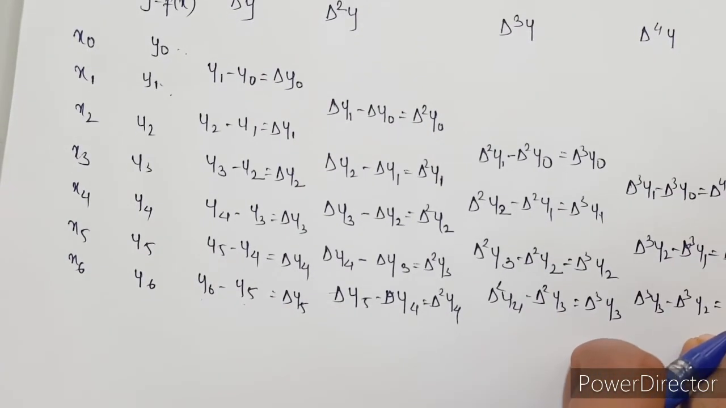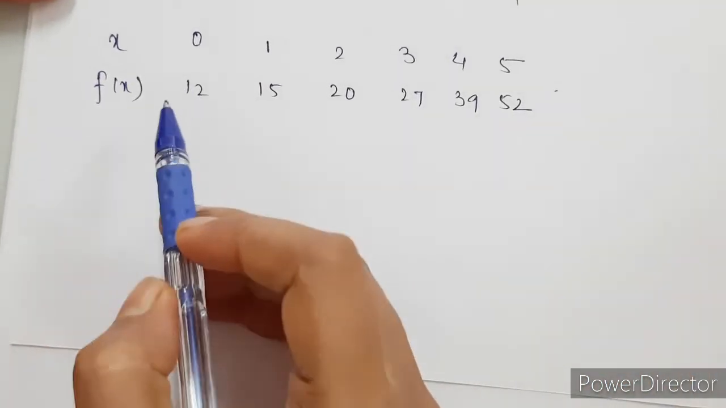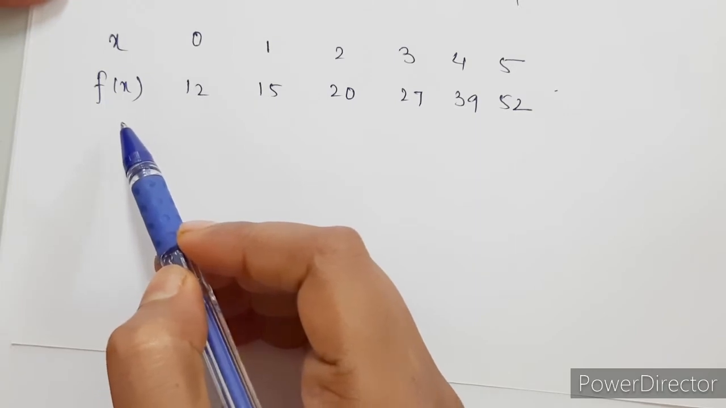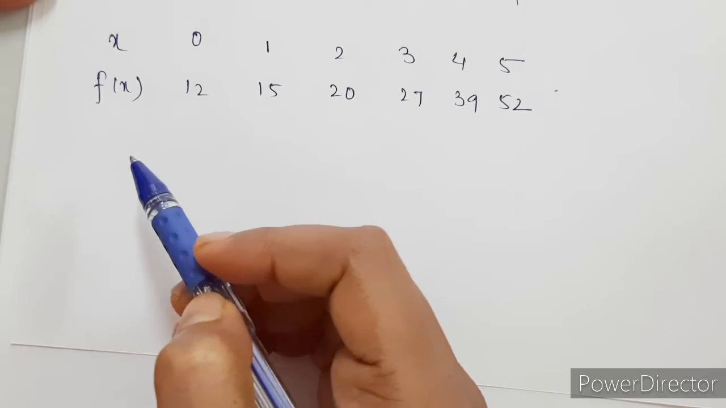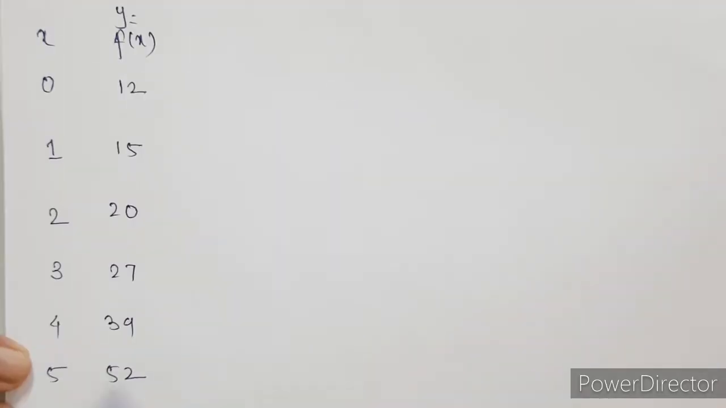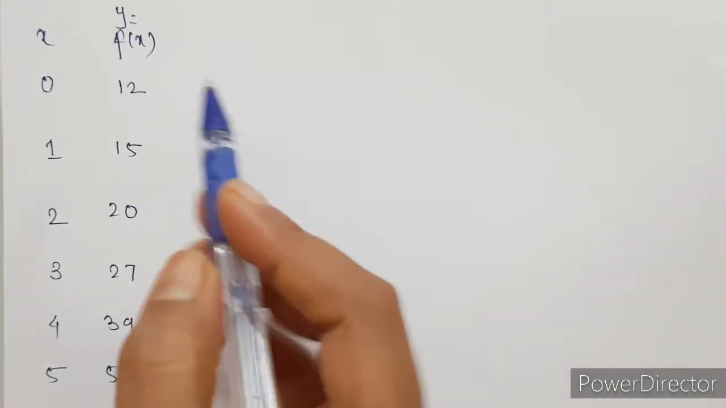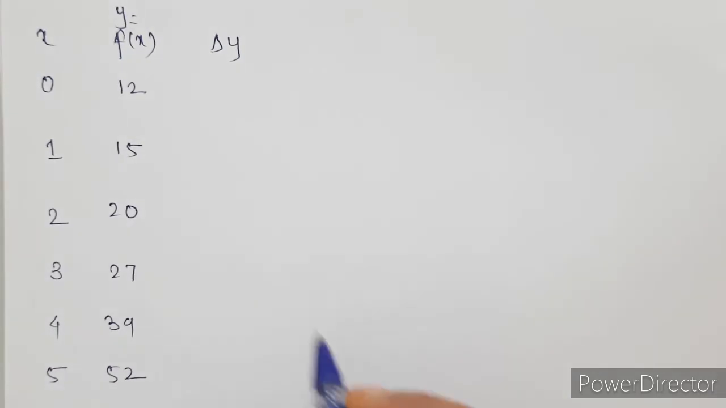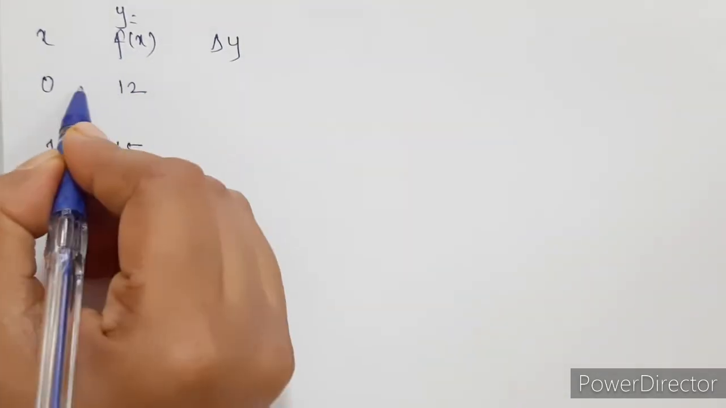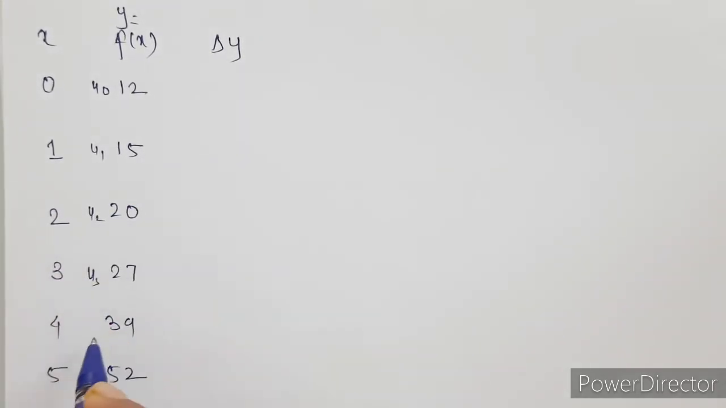Let's just solve one example on this. Now suppose these are the values of x and f of x given. We just have to form forward difference table of these values. So these are the values of x and y. Now we have to first find first difference of this. So this is your y0, y1, y2, y3, y4 and y5.